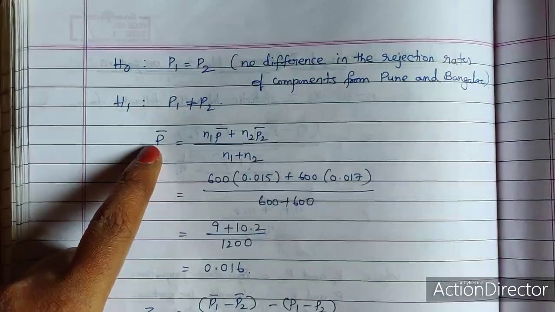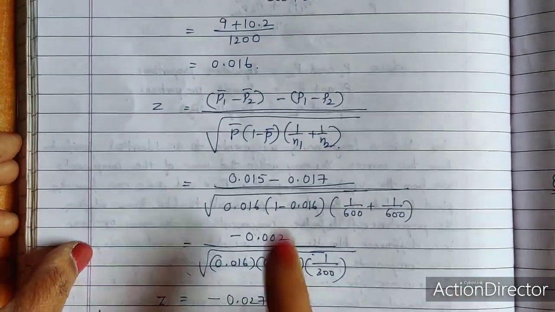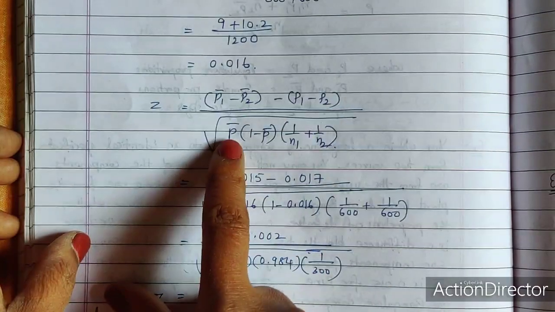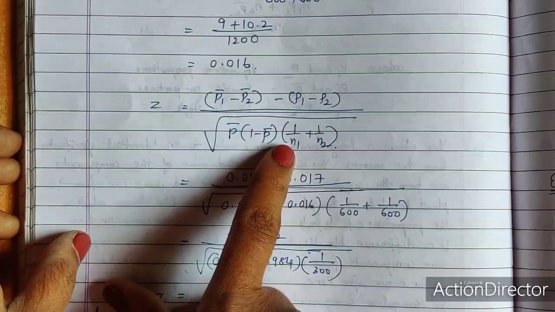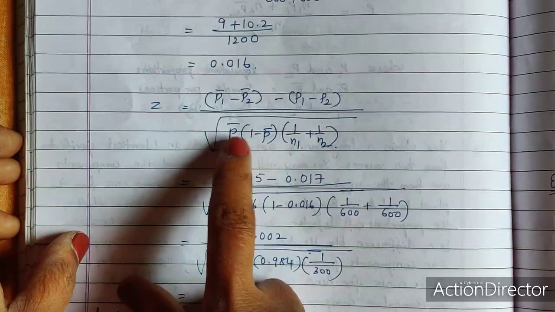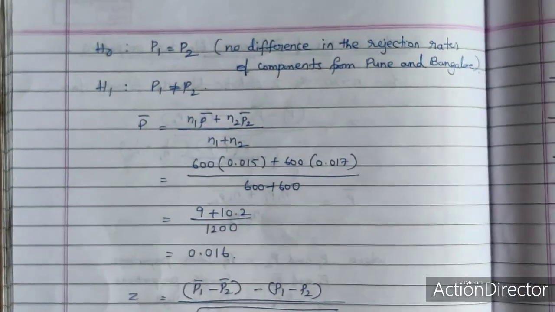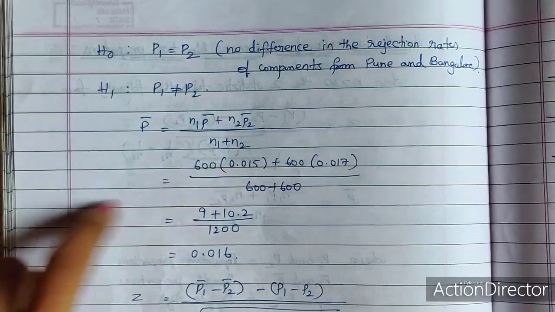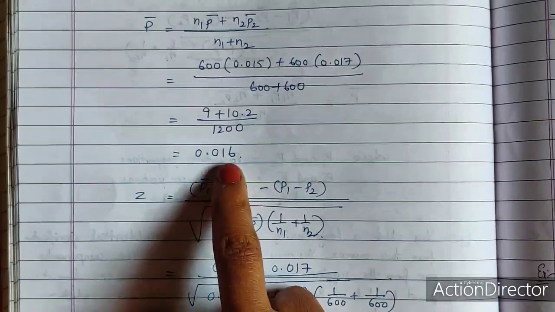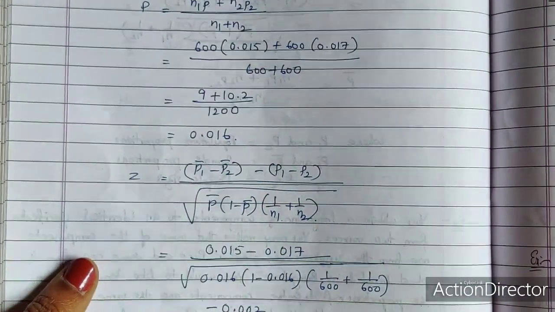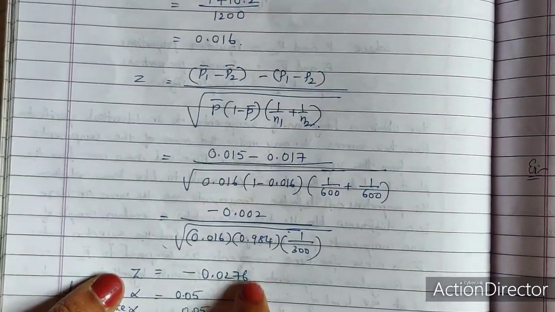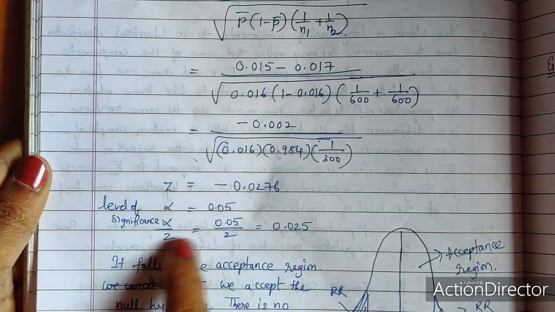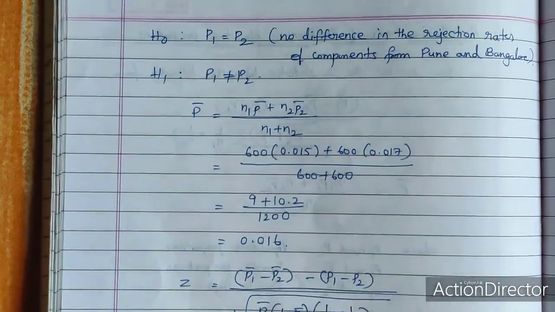So here we will calculate using this formula: P1 bar minus P2 bar minus (P1 minus P2), divided by the square root of P bar into (1 minus P bar) into (1 by N1 plus 1 by N2). Here we have to calculate P bar. P bar can be calculated using the formula (N1 P1 bar plus N2 P2 bar) by (N1 plus N2). So here we got P bar as 0.016. We will substitute all these values and we get Z equal to minus 0.0276.